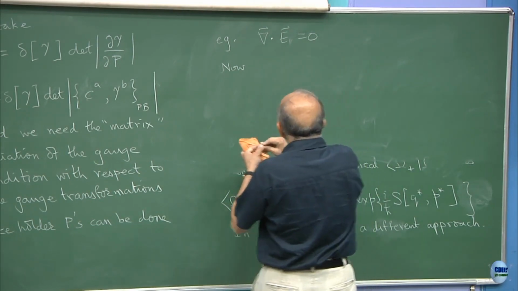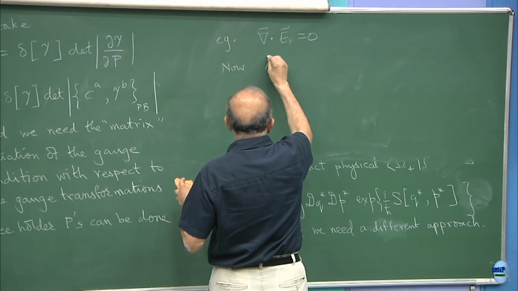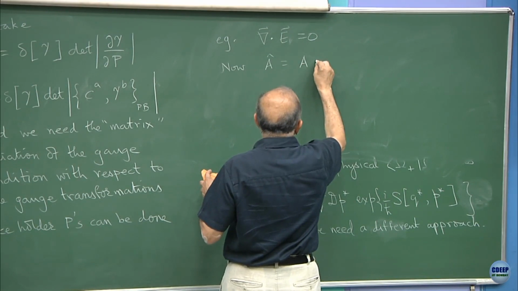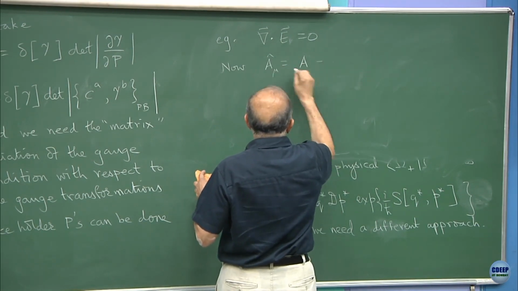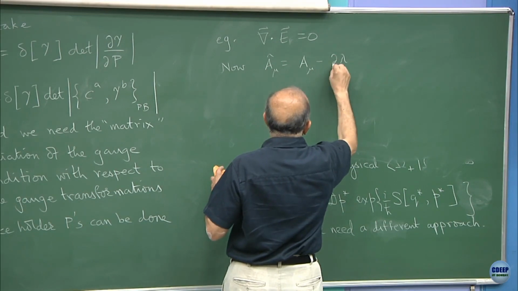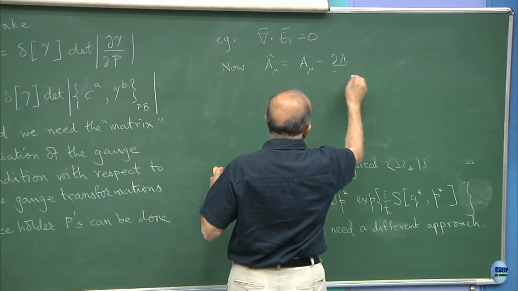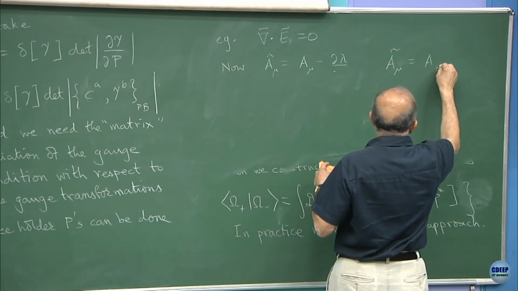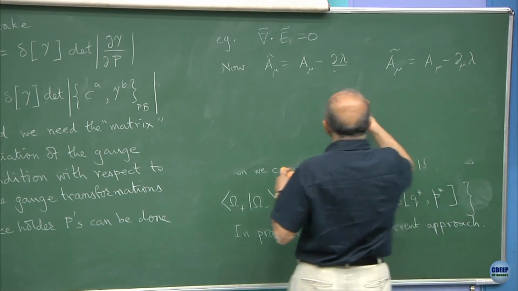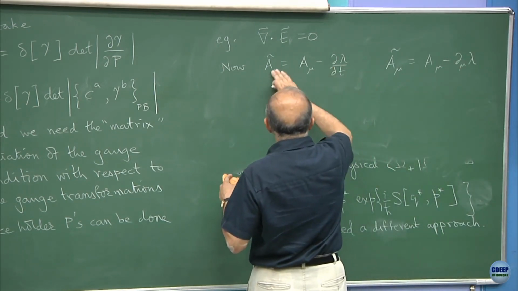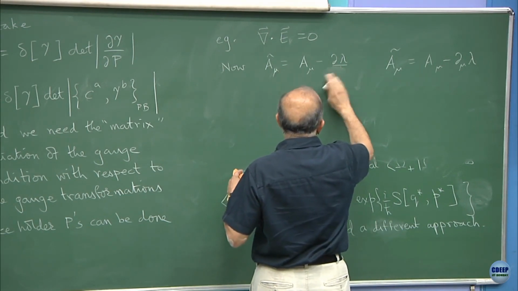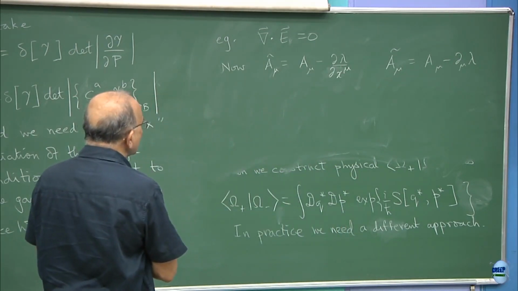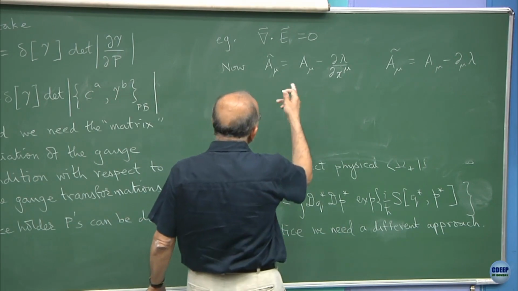So, right, A tilde is equal to old A minus d lambda by dt, right? God, I can only remember the covariance statement. So A tilde equals A_mu minus D_mu lambda, right? And for the non-abelian case, it is D_mu.